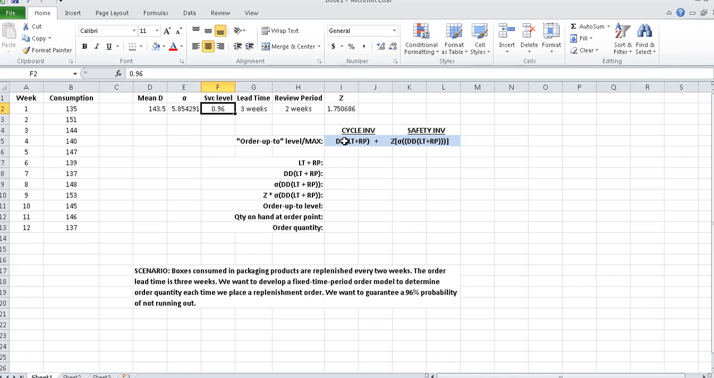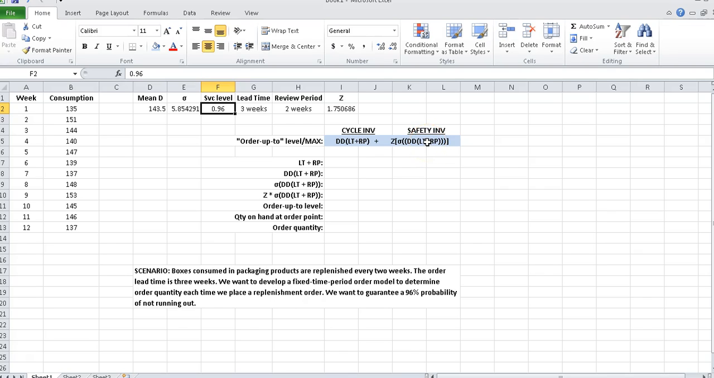Now, assuming demand is normally distributed, and we will assume that when we do these sorts of calculations, if we just carry the mean amount that we expect to consume over a 5-week period, we would assume a 50% probability of running out. Well, that's not acceptable. Our service level, our probability, has to go to 96%.